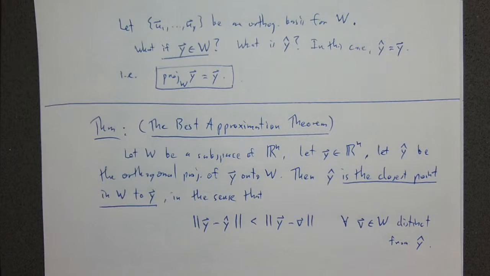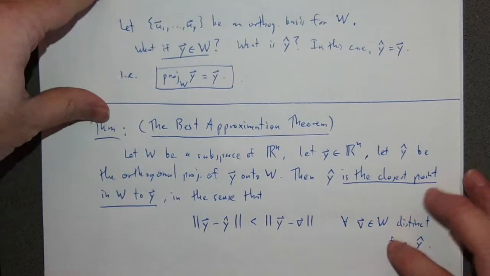And so the best approximation theorem states that this is another interpretation of my orthogonal projection: y hat is simply the closest point in W to y.